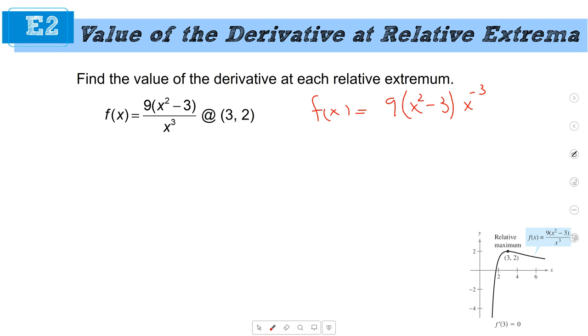Anybody do it a different way? So we got quotient rule, we got straight up product rule. Did anybody split the fraction? Do you know what I mean by split the fraction? No. You could have also said f of x is equal to 9x to the negative first minus 27x to the negative third. Done it that way. Either one.